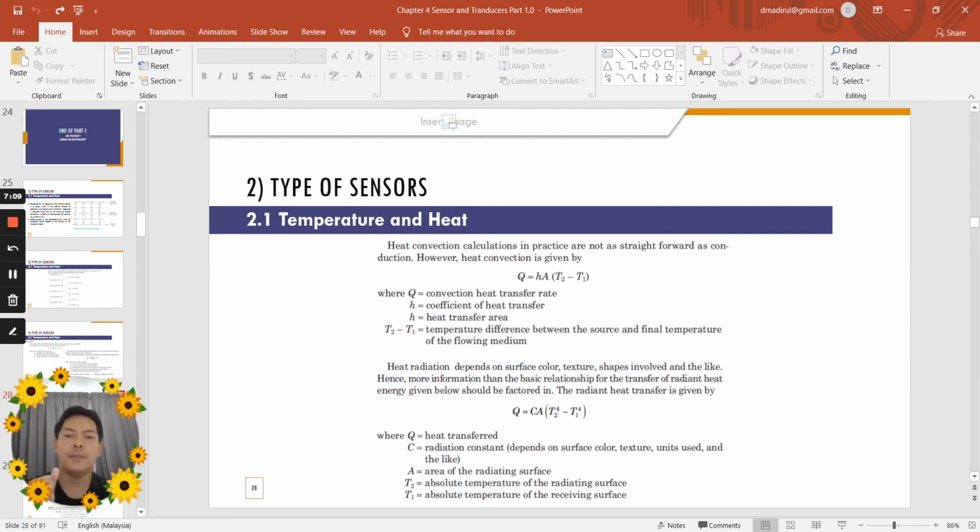Heat radiation depends on the surface color, texture, shape involved, and the light. Hence, more information is needed, and the basic relationship for the transfer of radiant heat energy given below should be factored in. So the radiant heat transfer is given by the equation below, and you can use this equation to calculate the radiant heat transfer.